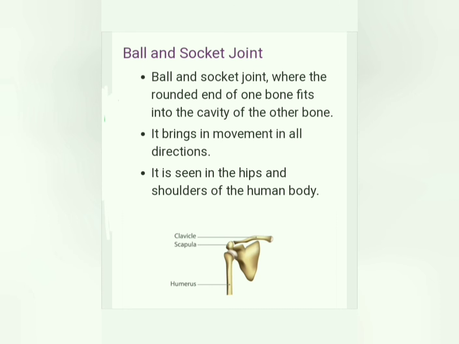Why are ball and socket joints useful? They are useful for movement of our joints in all directions. Next, see the third point. It is seen in the hip and shoulder of the human body. We see ball and socket joints at the hips and shoulders.